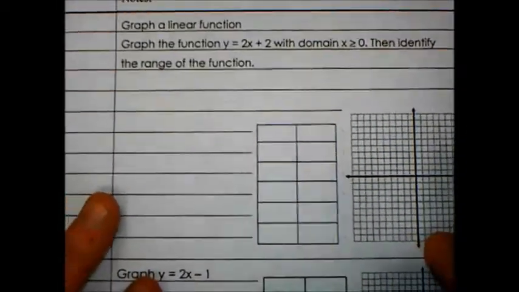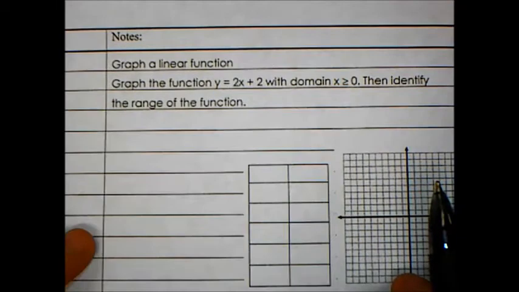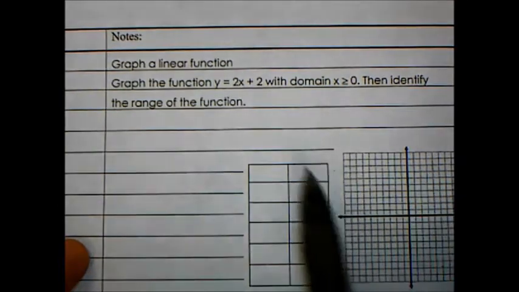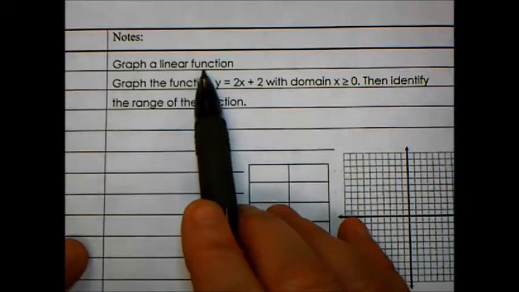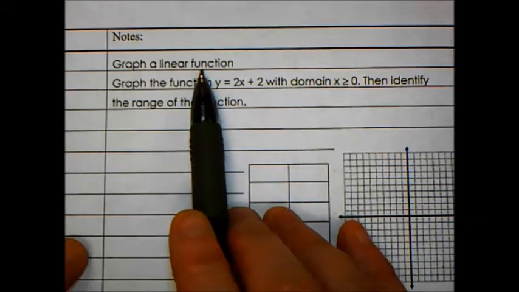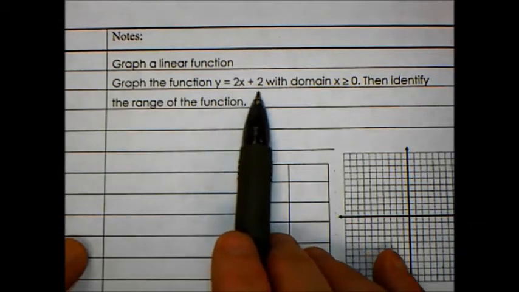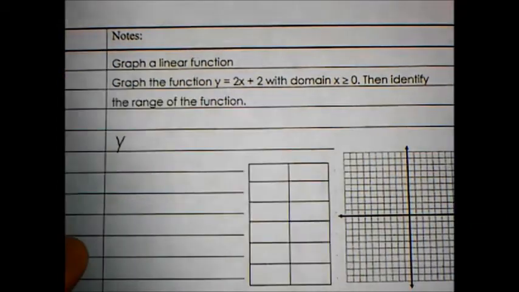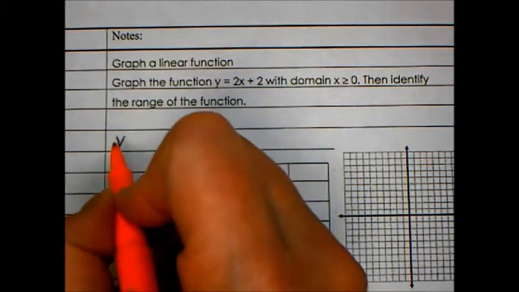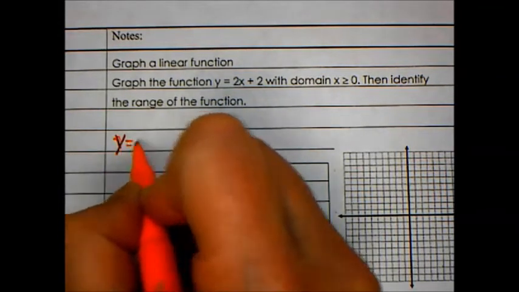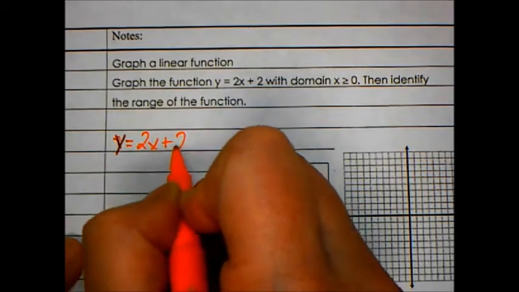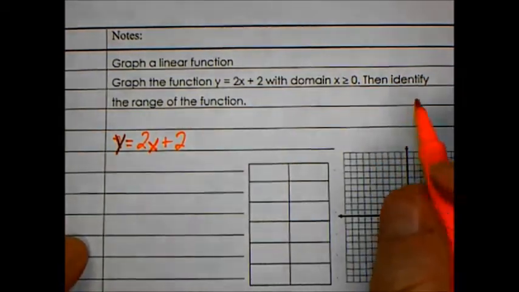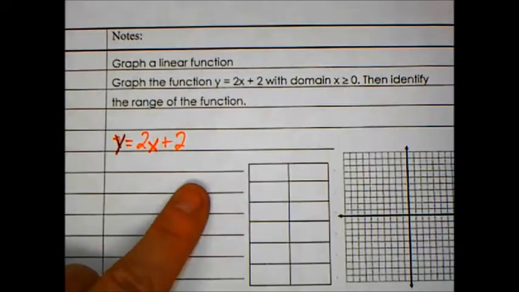Okay, turn the page over so we can go to example 2. It tells us we're going to graph the linear function this time. We're saying it's a function. Here's our actual function, y equals, let me change to the orange pen, y equals 2x plus 2. And then it gives me a domain that I'm going to use.